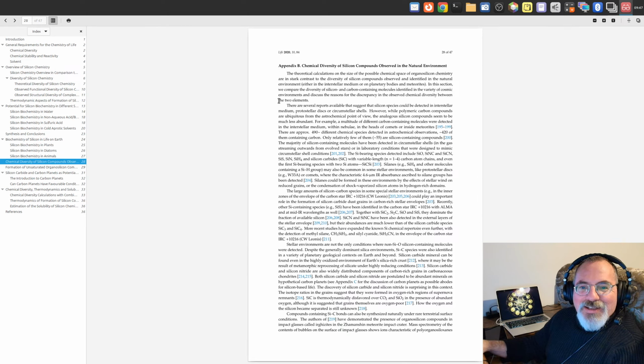Where was I? Okay. In this section, we compare the diversity of silicon and carbon-containing molecules identified in the variety of cosmic environments and discuss the reasons for the discrepancy in the observed chemical diversity between the two elements.